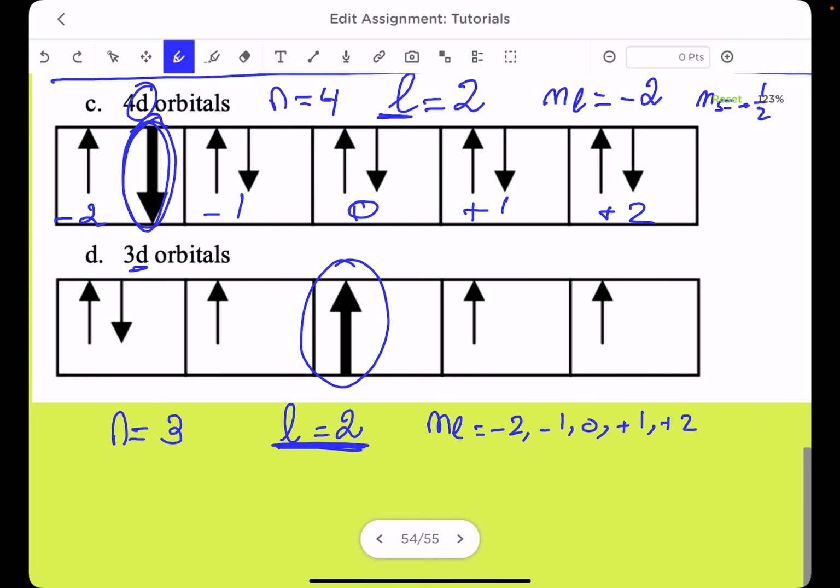We are over here. We're not in the minus 2. We're not in the minus 1. We're not in the plus 2, nor in the plus 1. So ML in this specific example, because I see the figure, ML over here is the 0. And the arrow is pointed upward, so it is plus half.